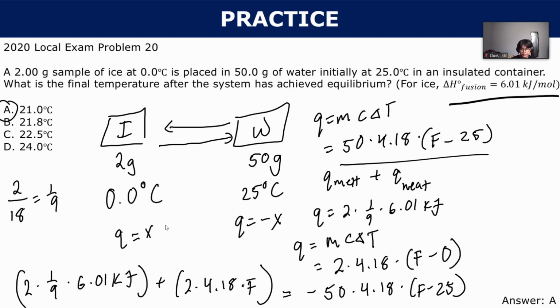And we are correct. Actually, a little correction here. This 2 should not be there. That 2 would represent the grams, but we already converted the grams into moles. So if you did the equation with the 2, it should be 1/9 times 6.01 kilojoules, which you would actually have to convert to joules, so that would be 6,010 joules. And once you solve for that, you will get 21 degrees Celsius.